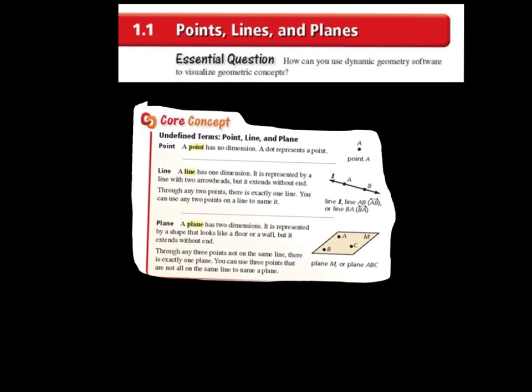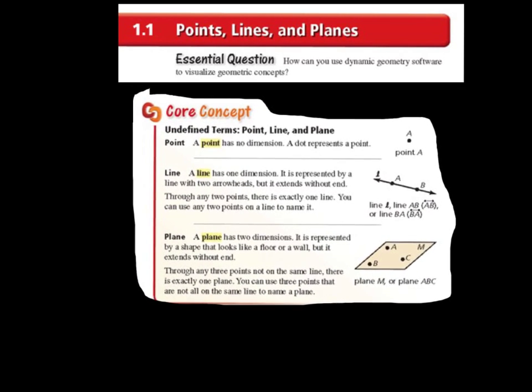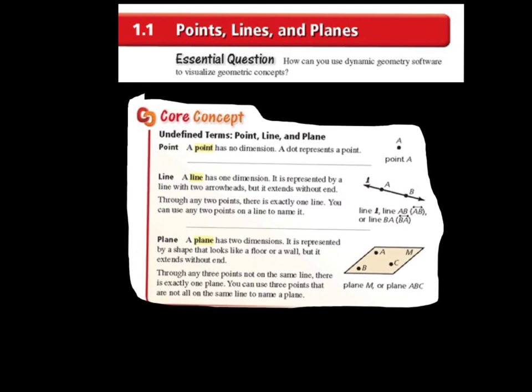So today what we're going to talk about is points, lines, and planes. This is the first thing that we really have to get into. It's a lot of definitions, so just bear with me in this section once we get through the different things, because we have to know some key concepts. These are the core concepts right here. These are the undefined terms that we will use.